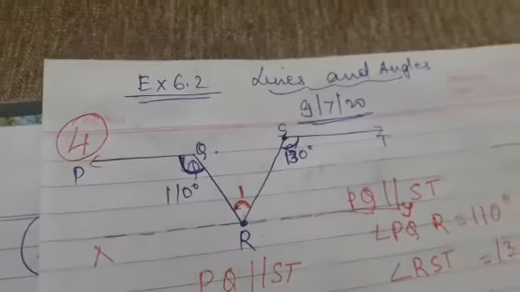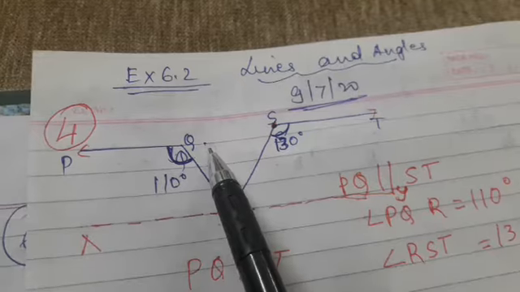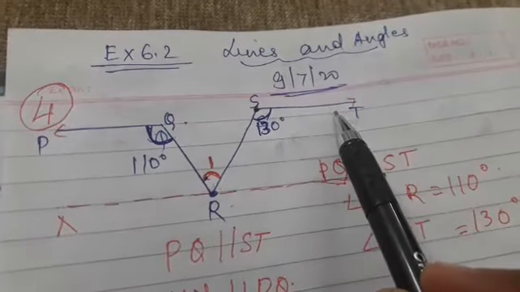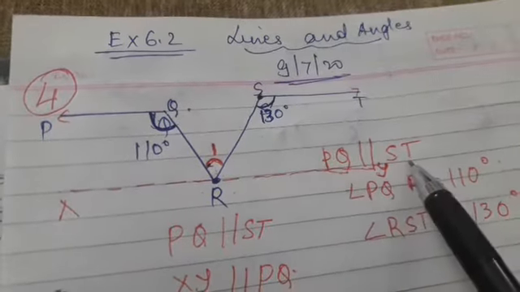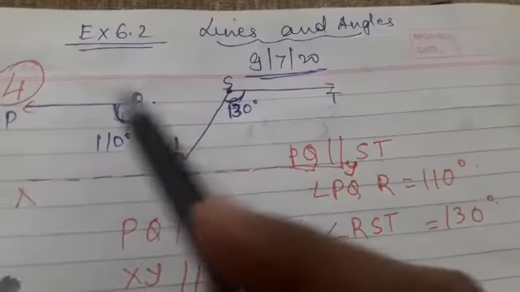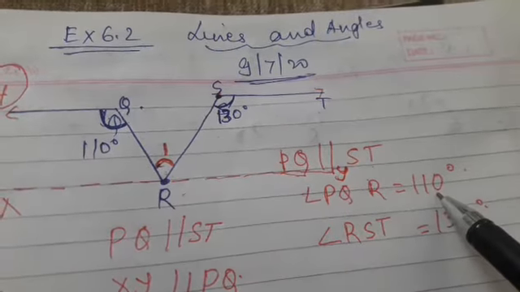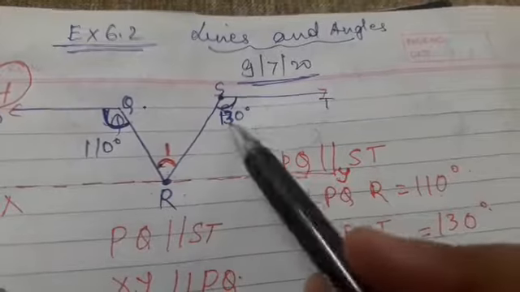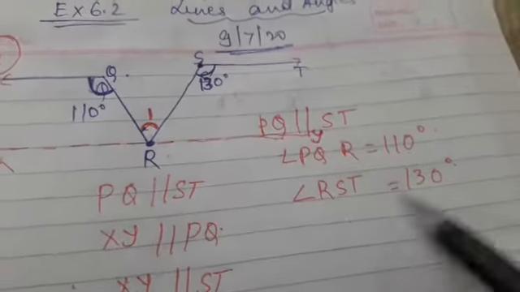Okay, and look at the diagram here. PQ is parallel to ST. It is given in the question that PQ is parallel to ST. Then angle PQR is equal to 110 degrees, and angle RST is given to you as 130 degrees.